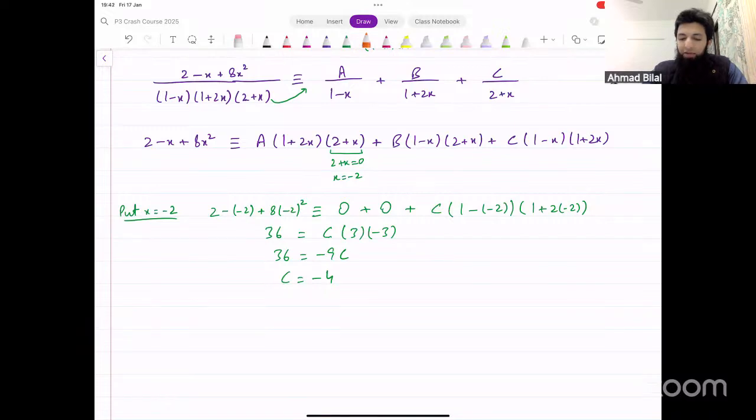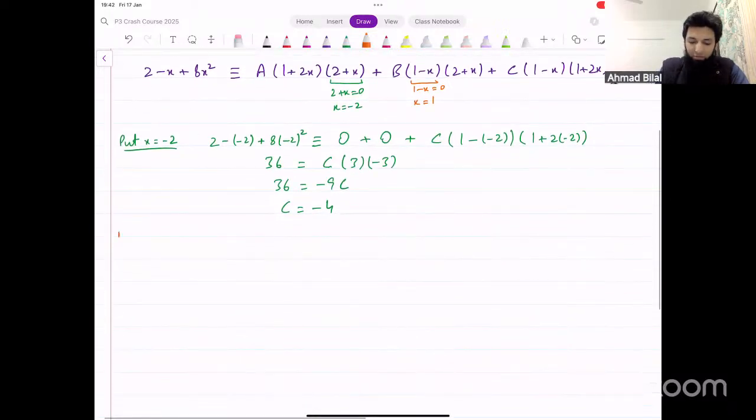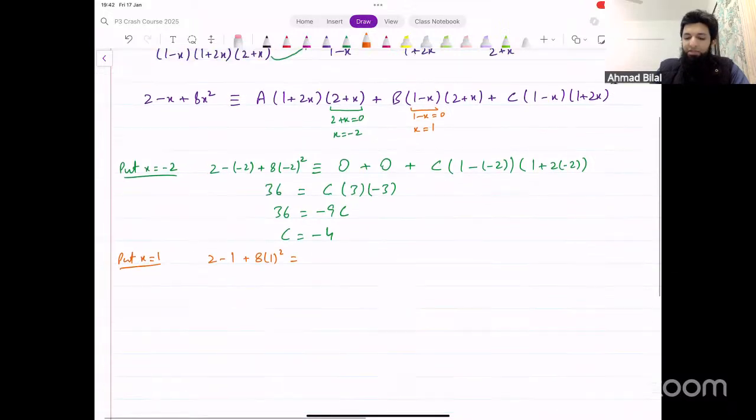Okay. Now think of another bracket that you can make 0. This is another bracket, right? 1 minus x. How can you make it 0? When x is equal to 1. That's the next value of x you input now. Put x equal to 1. Okay, now when you input x equal to 1, on the left side, we get 2 minus 1 plus 8 into 1 squared. On the right side, whichever term has 1 minus x bracket, that will become 0, right? 1 minus 1 will be 0, and 0 multiplied by anything is 0. That will make this whole bracket 0.